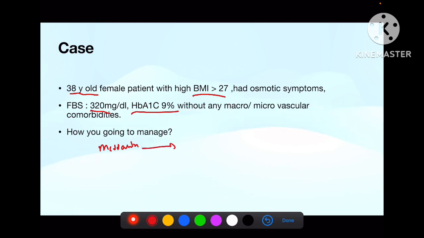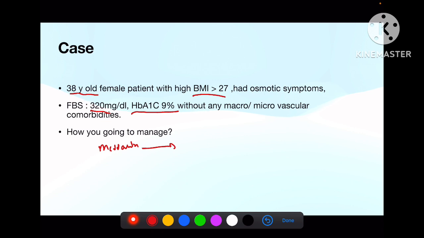Once you start metformin, there are lots of benefits for that patient. It promotes weight reduction and increases insulin sensitivity. Those are the many benefits of metformin. That's why you have to start metformin as a first line drug. On top of that, you have to select another drug to control the patient's fasting blood sugar and keep our HbA1c in our target range, between 7 and 6.5.